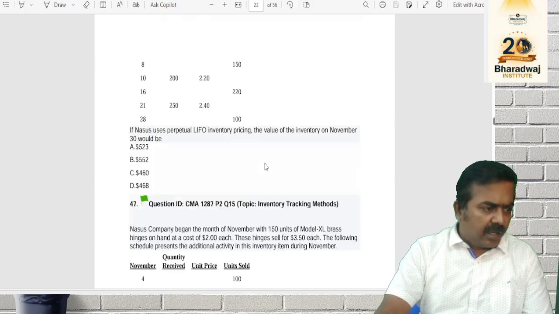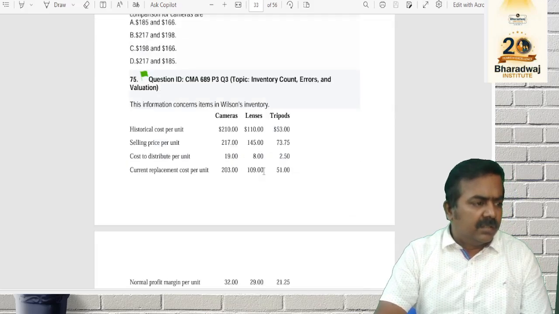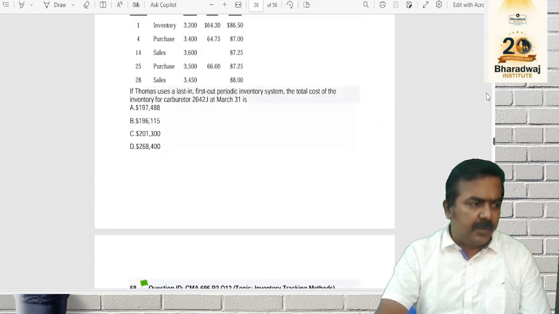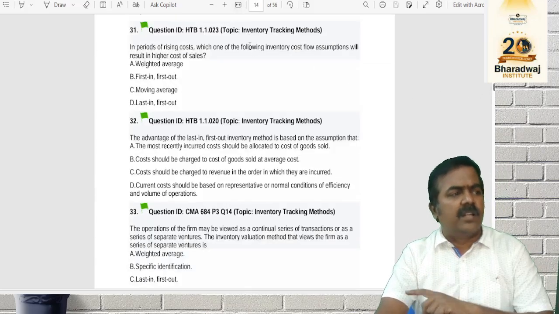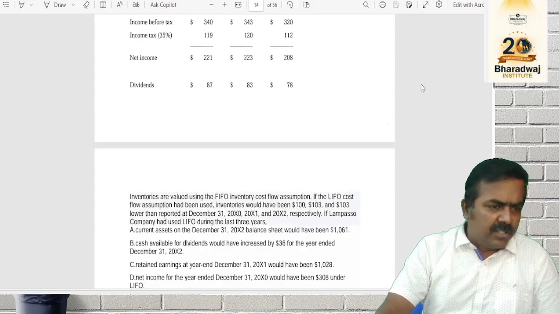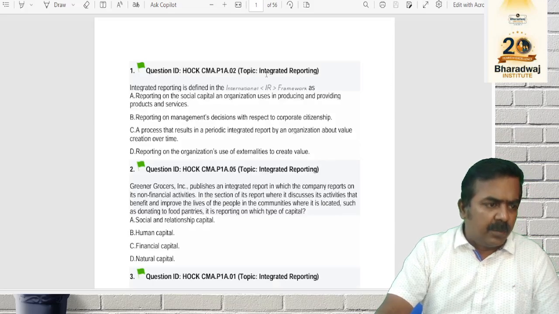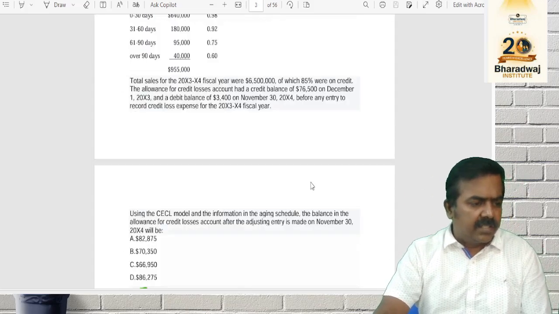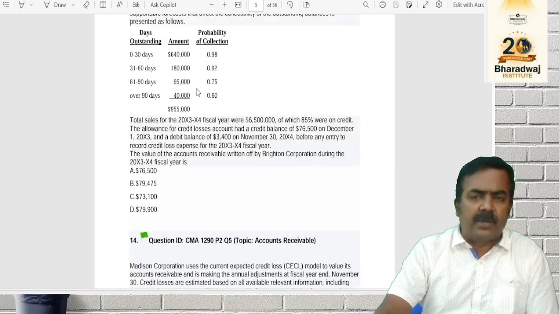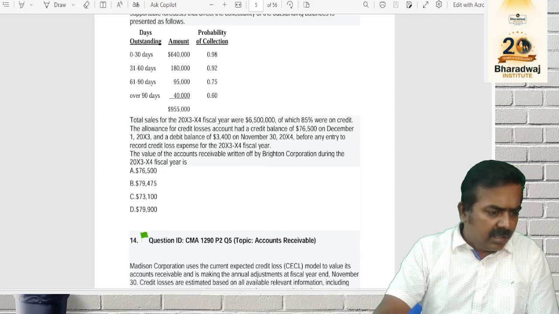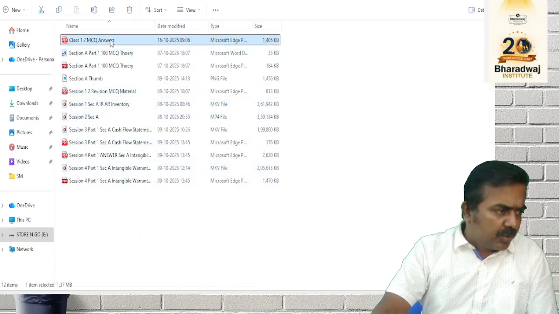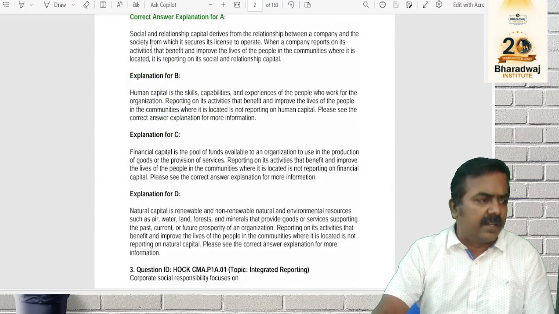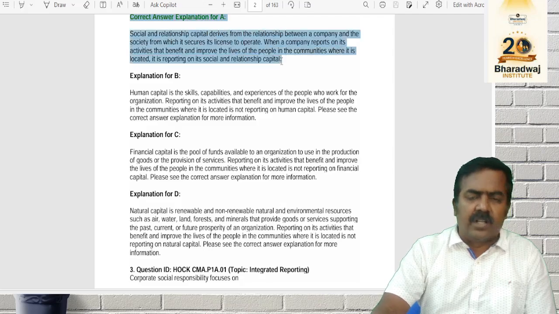For all the questions, this is like Section A practical questions. It will have about 150 questions, plus around 300 questions you will be practicing in Section A, based on topic-wise. For example, we are going to start with integrated reporting or the balance sheet, so topic-wise questions are given. You have to practice them. Then the solutions will also be available. Once you practice, I'll give you the solutions, with explanations of why and what, and for correct answers and other things.